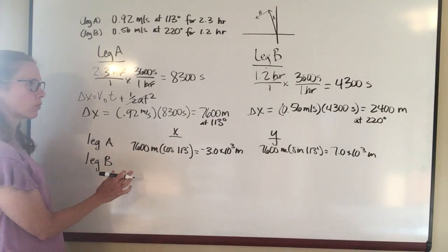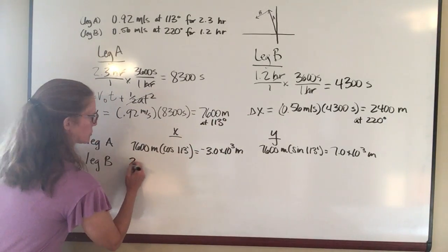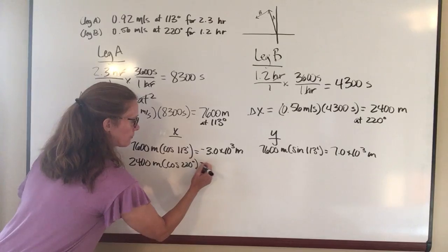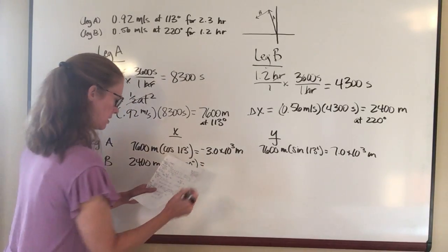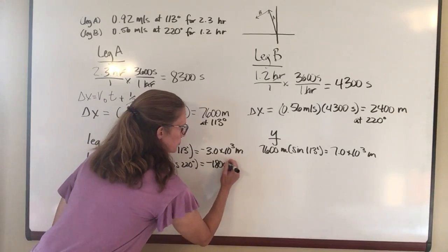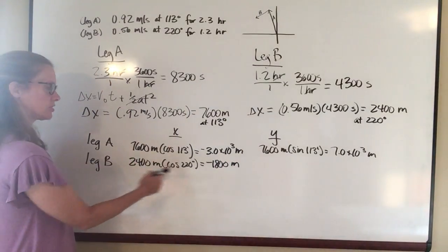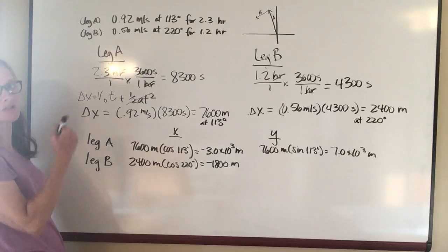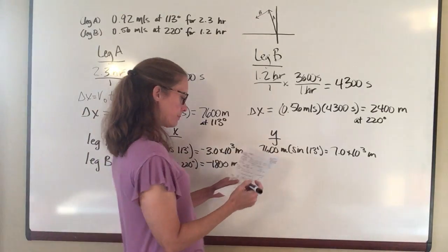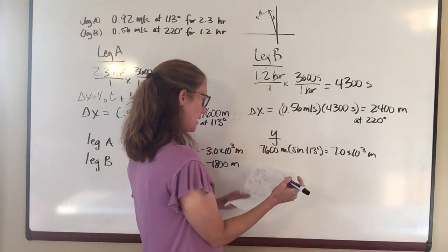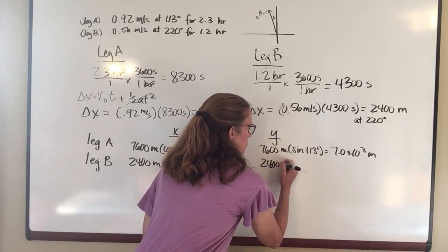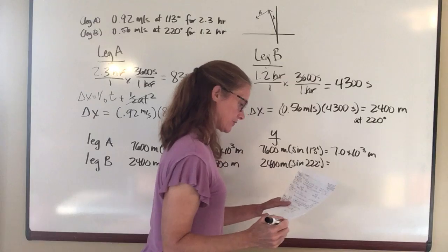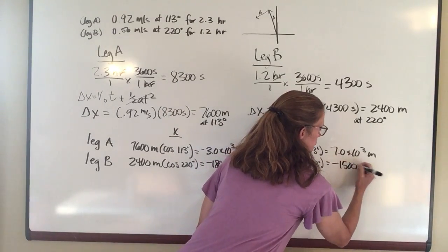I'm going to do leg B the same way. I've got 2,400 meters, so I have 2,400 meters times the cosine of 220, which is going to give me a negative 1,800 meters. And you'll notice that all of these are going to have 2 significant figures because my displacement always had 2 significant figures because my initial velocities all had 2 significant figures. Okay, then the y component of that is going to be 2,400 meters times the sine of 220 degrees, and that's going to give me a negative 1,500 meters.